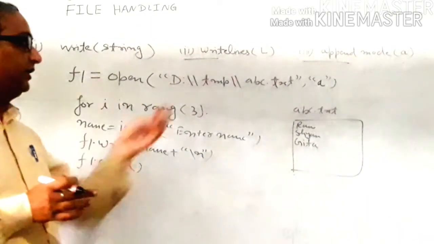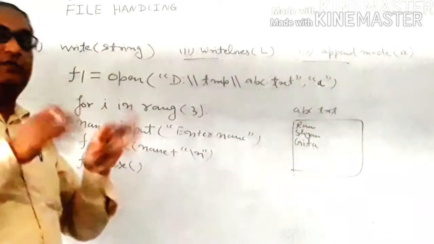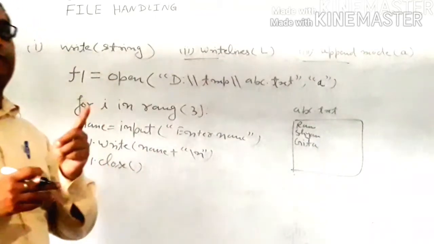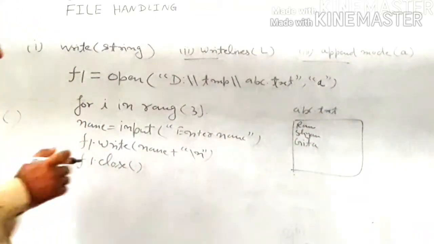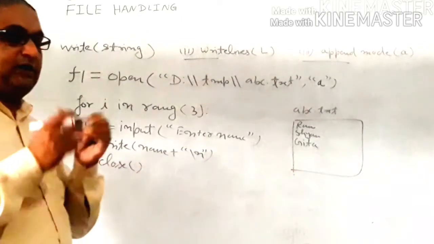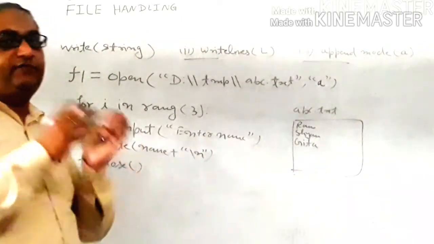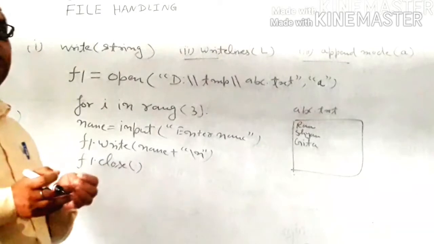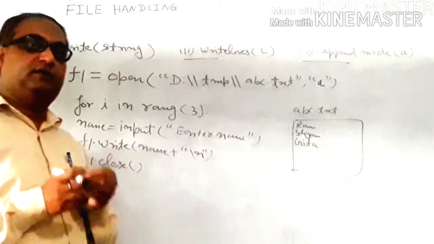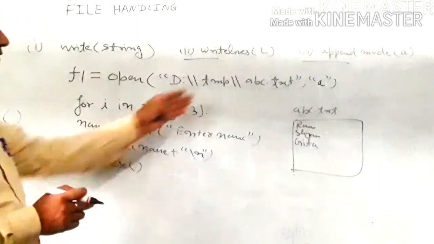If you use write mode again, the old information will be truncated. So that's why we use append mode. That is the difference between write mode, W, and append mode. Append mode always keeps the old data with the new data, but write mode contains only the current data. The previous data will be truncated. So that's why we use append mode.